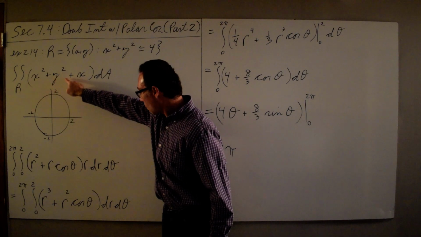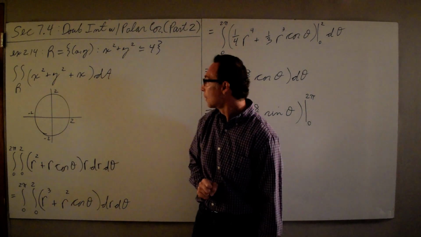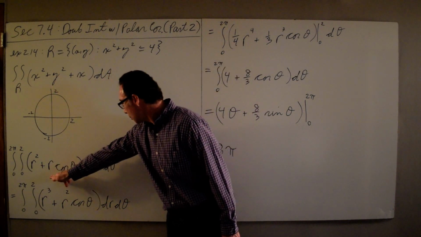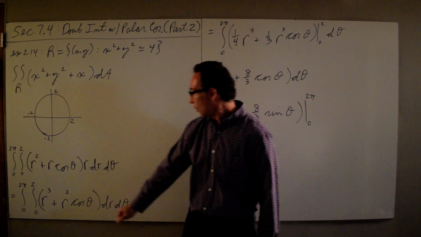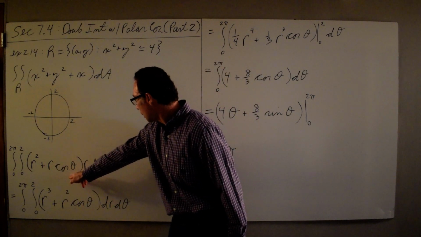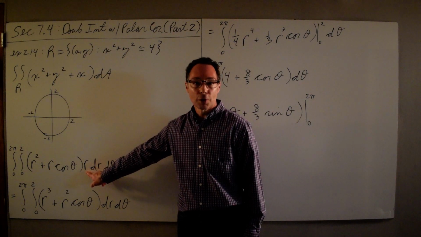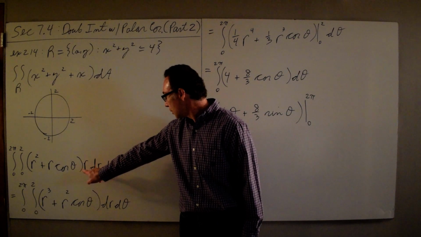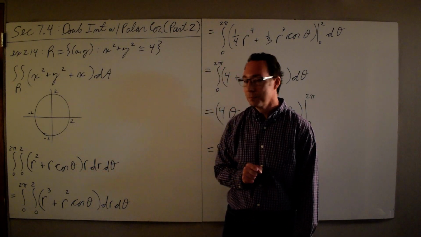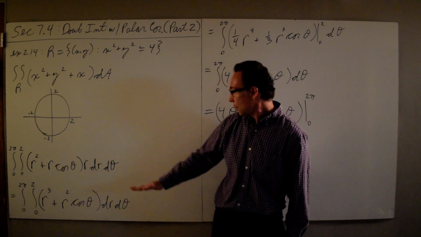So x squared plus y squared is r squared. X is r cosine of theta. So we just have our function r squared plus r cosine of theta. Then we multiply by r because that's what theorem 212 tells us to do. So we have our r dr d theta. And so now we have set this up.